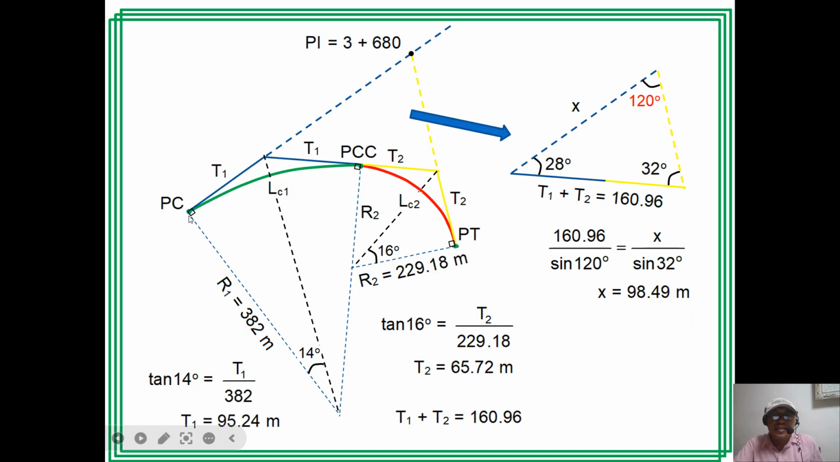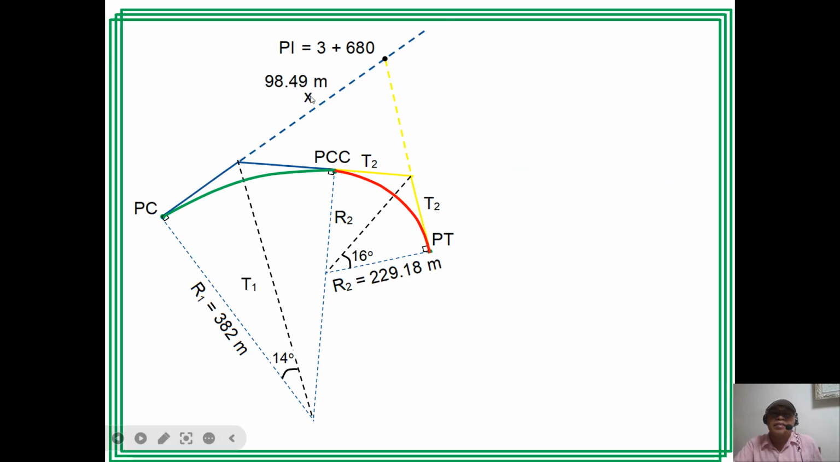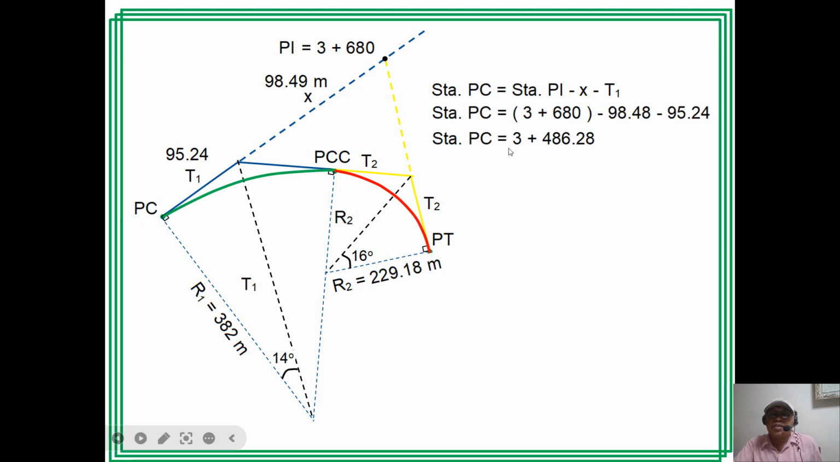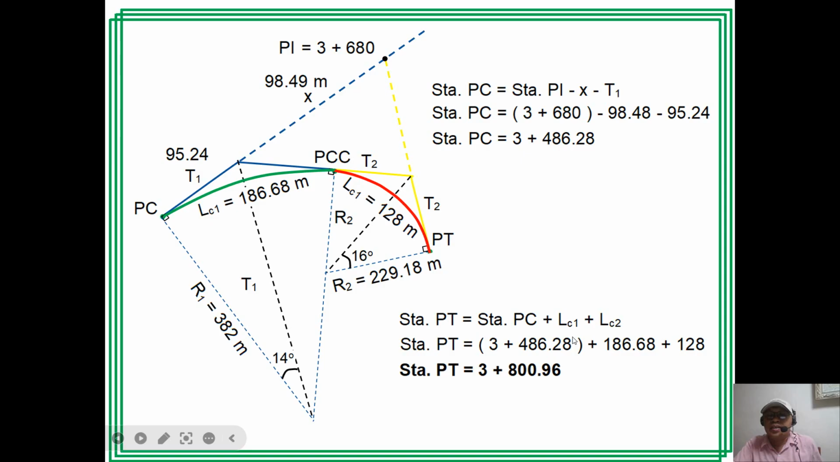Then I can get the station of PC, that is PI minus x na. So this is x, this is T1. So I can get station PC, that is station PI minus x minus T1. So station PC is 3 plus 486.28. Then I have the LC na. So LC1 and LC2. So to get the station PT, I can add na station PC plus LC1 plus LC2. So I get 3 plus 800.96.